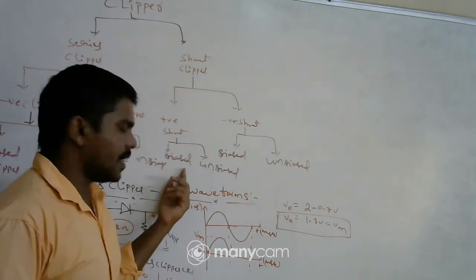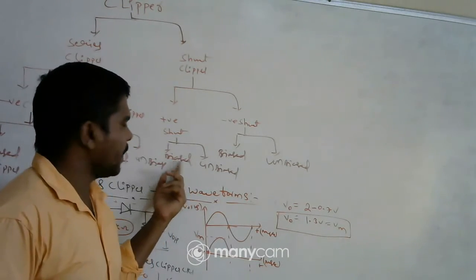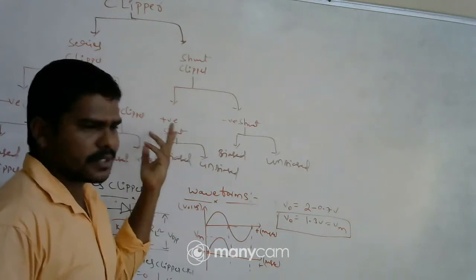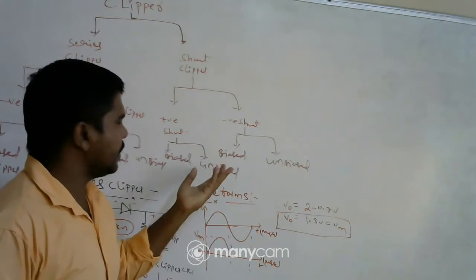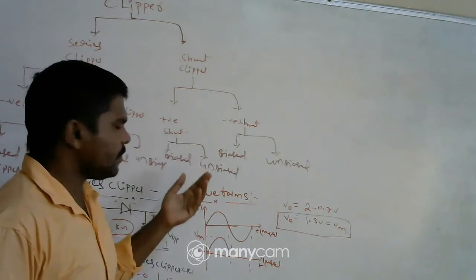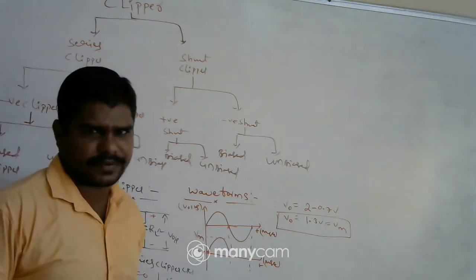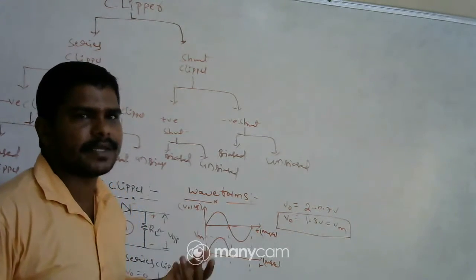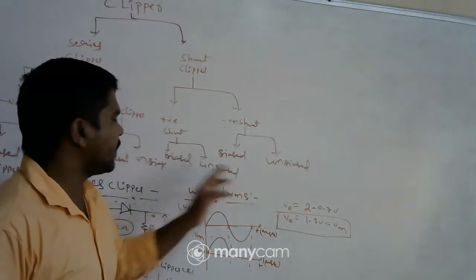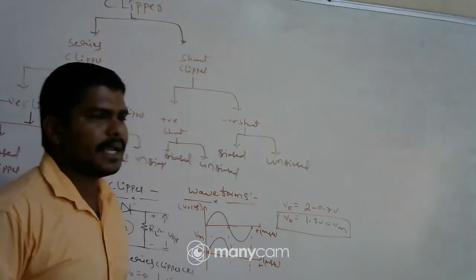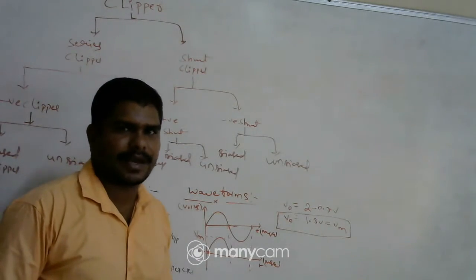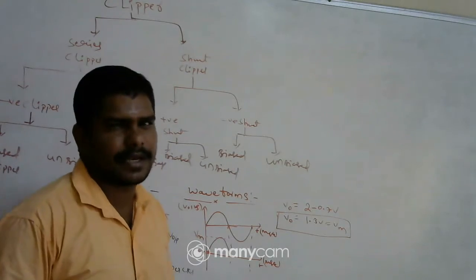So we can use unbiased clippers. Unbiased means negative or positive shunt clipper. Biased means I want to remove a certain part of the input signal, not the complete part of the signal. So for that purpose, I can use the biased clippers. Clipper means cutting the input signal at the output terminal.